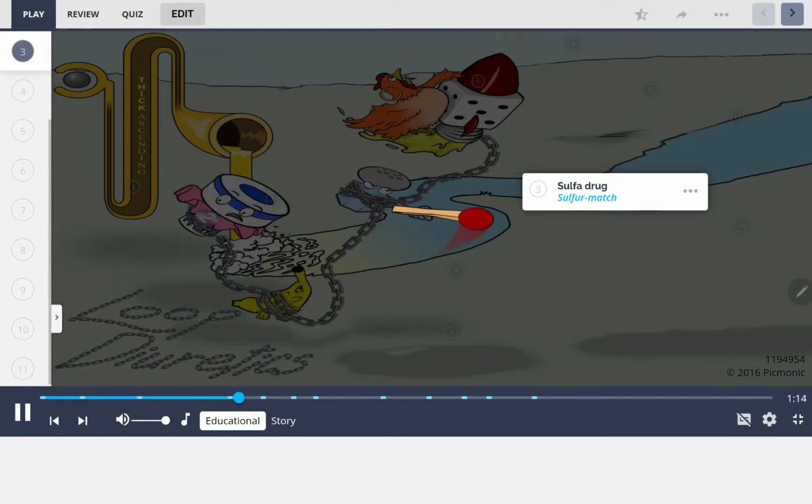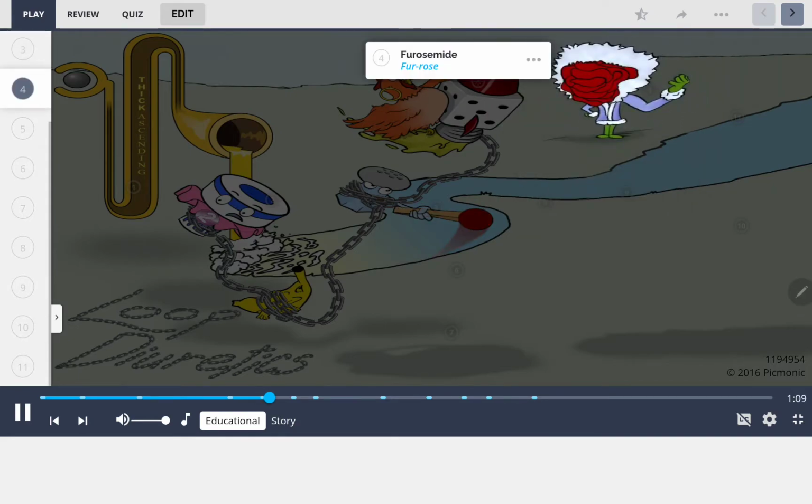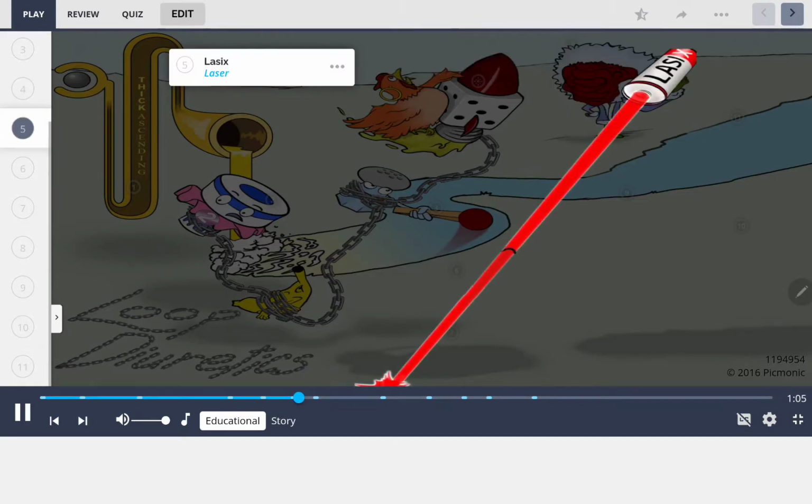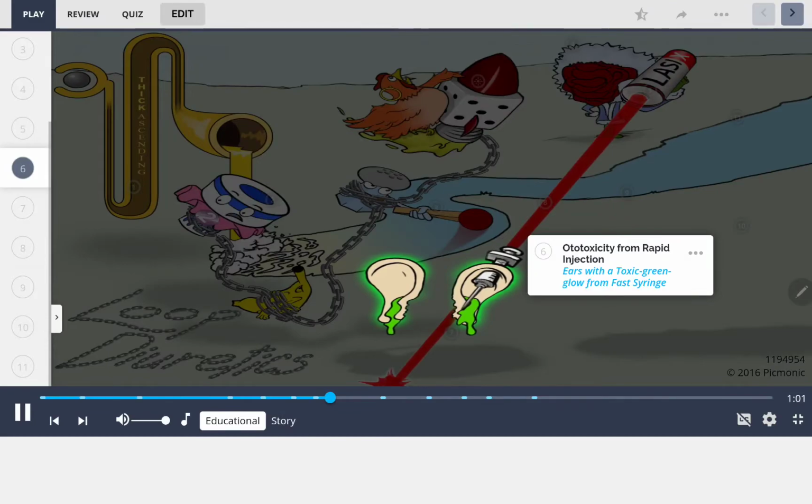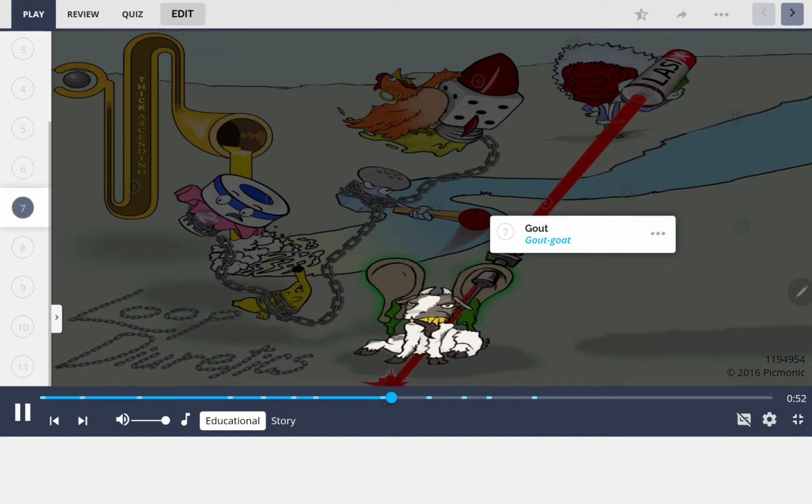Loop diuretics are sulfa drugs, shown by the sulfur match. A commonly used loop diuretic is furosemide, the fir rose, which is also called Lasix, the laser. A serious adverse effect is ototoxicity from rapid injection, which is portrayed by the ears with a toxic green glow from the fast syringe. This drug can cause adverse effects, such as gout, the goat, due to hyperuricemia.